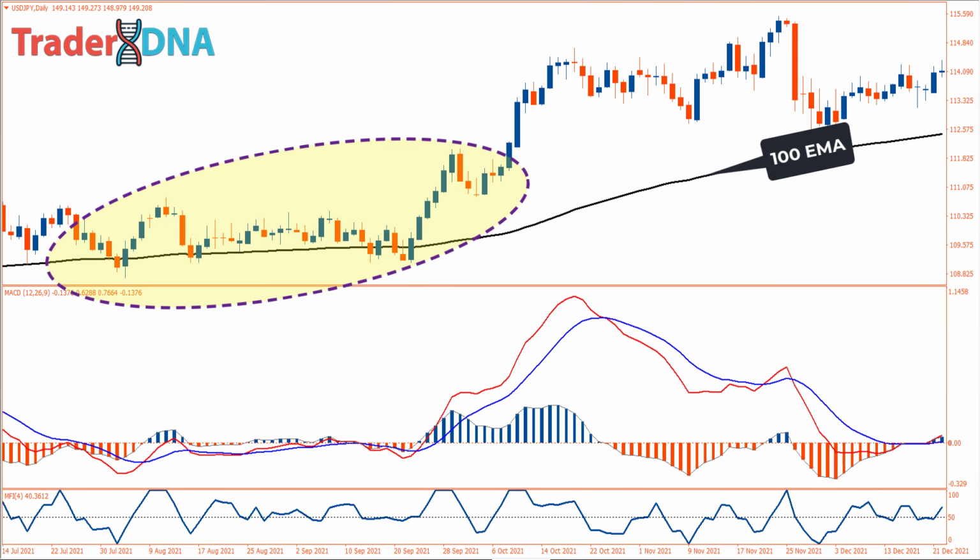So, as long as prices remain above the 100-period EMA, even if they exhibit temporary downward movements, these are viewed as corrections and are expected to eventually resume the ongoing bullish trend.